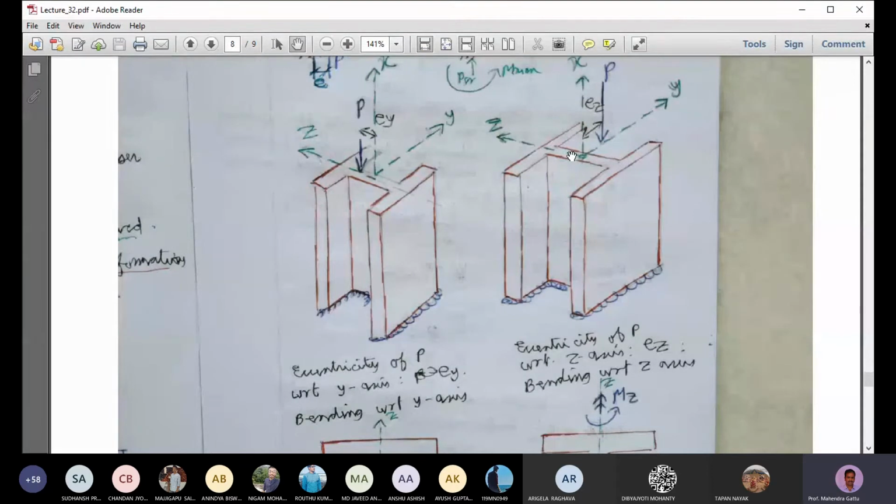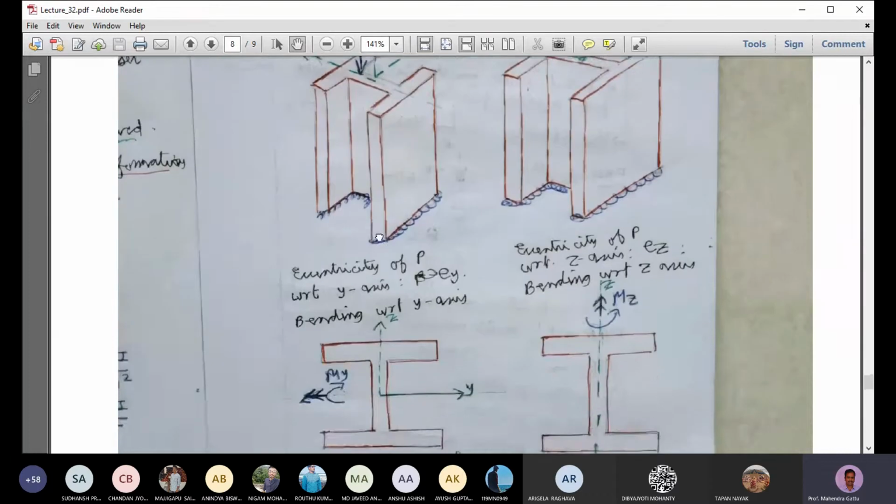So yesterday we saw when the bending is happening with respect to the z-axis, then the moment of inertia will be IZZ, and here the bending is happening with respect to the y-axis, so the moment of inertia will be IYY. I'm sketching the top view here.